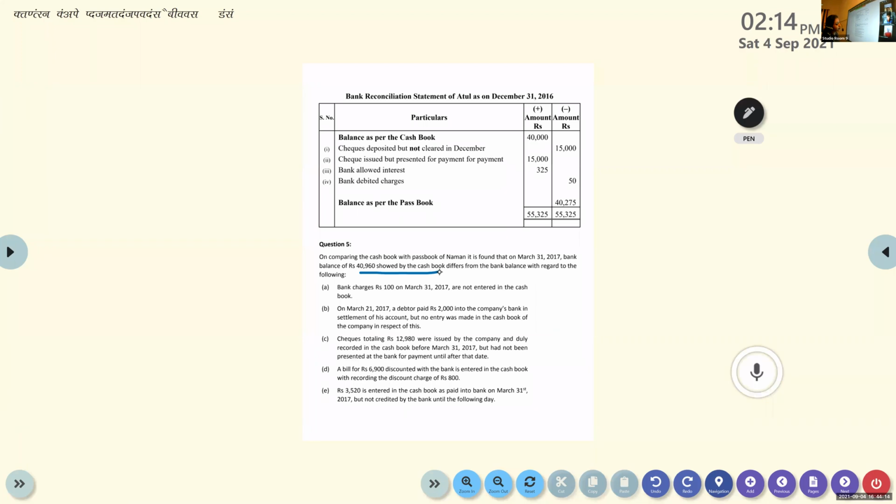Did you draw the statement? Is your statement ready? Table is ready? Draw it fast. And do the first one, A, that is okay. Right? Balance as per cash book, 40,960.